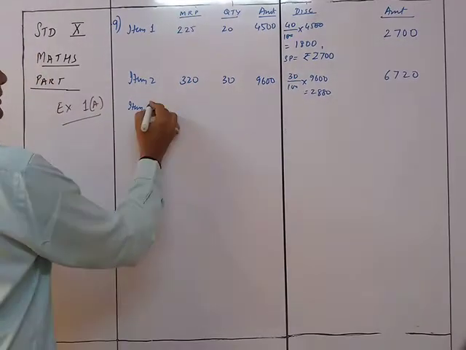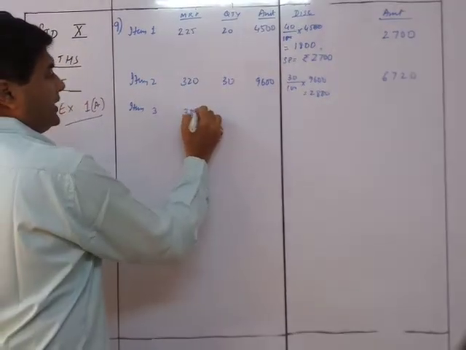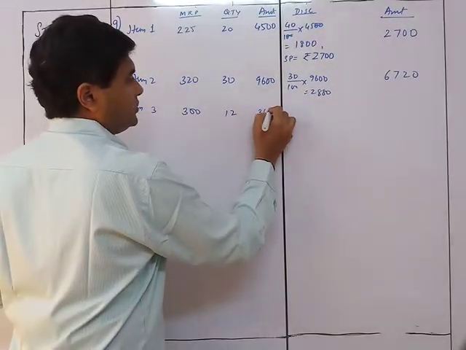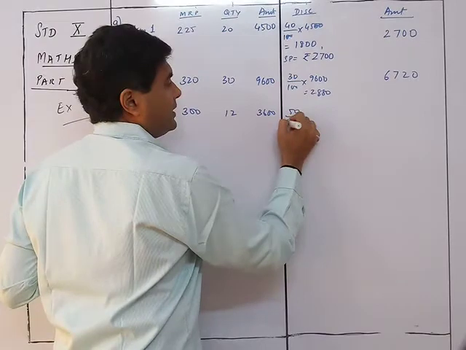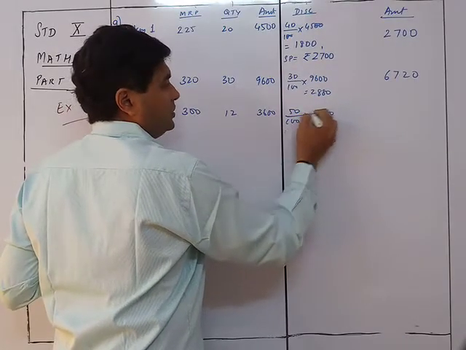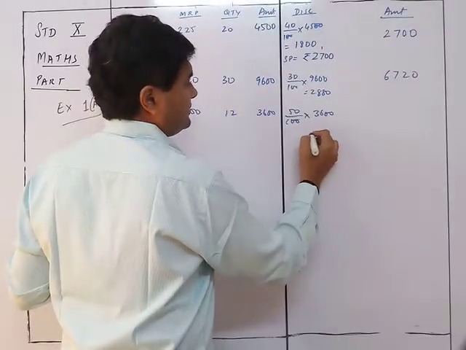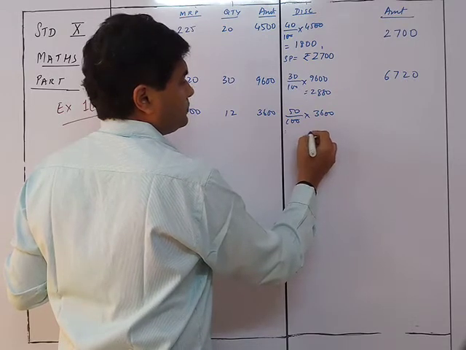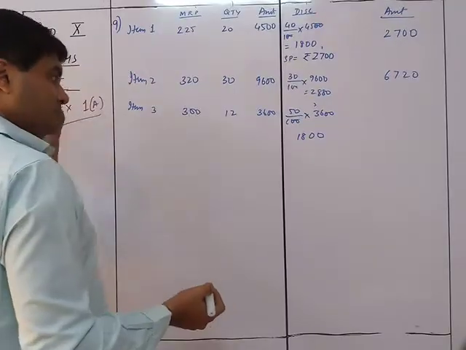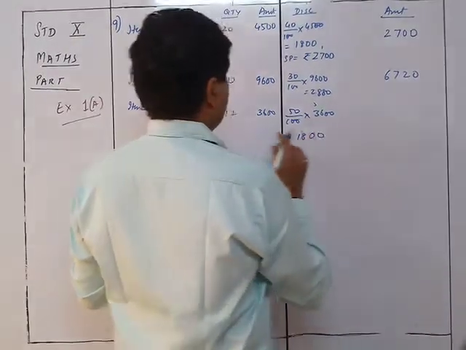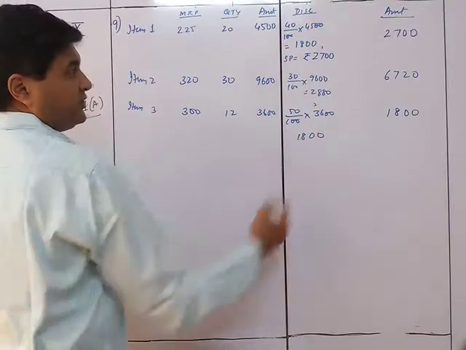Then we come to item 3. Item 3 is a 300 rupee item and there are 12 items, so that will be rupees 3600. The discount is 50%. So 50 upon 100 into 3600 is going to give me 1800. So that will be the discount, and this minus this is 1800.